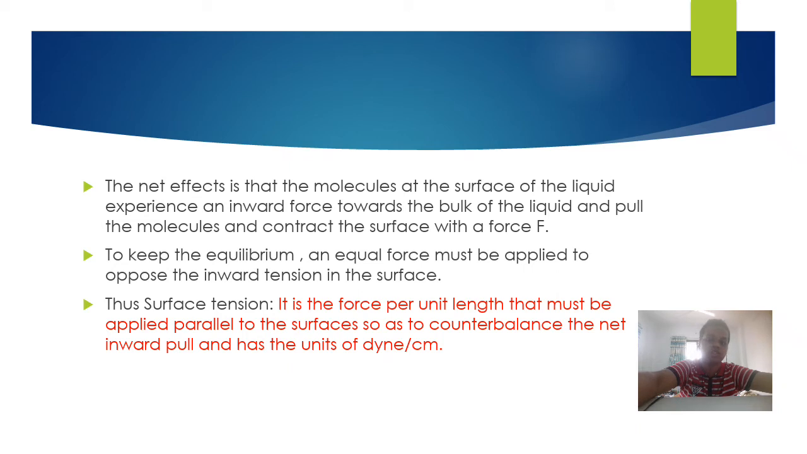This definition is one of the important ones and you have to remember it. It is the force per unit length that must be applied parallel to the surface so as to counterbalance the net inward pull, and it has units dyne per centimeter. So this is a CGS unit. What it says is that in order to counterbalance the inward pull we need to apply force per unit length at the surface, parallel to it, and that can be termed as surface tension.